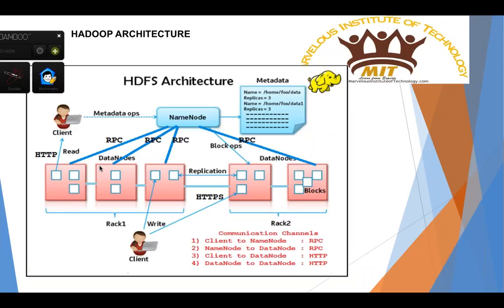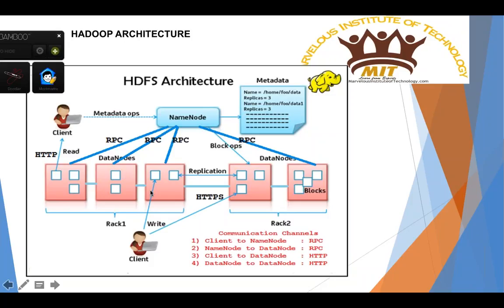We have separate slides for them to explain each and every functionality: how they maintain the metadata, how they store the data, where the data is stored, and in which format. Everything we'll look into in detail in the coming slides. If this architecture is clear, it is a master-slave architecture, where your master is the name node and your slave is the data node.